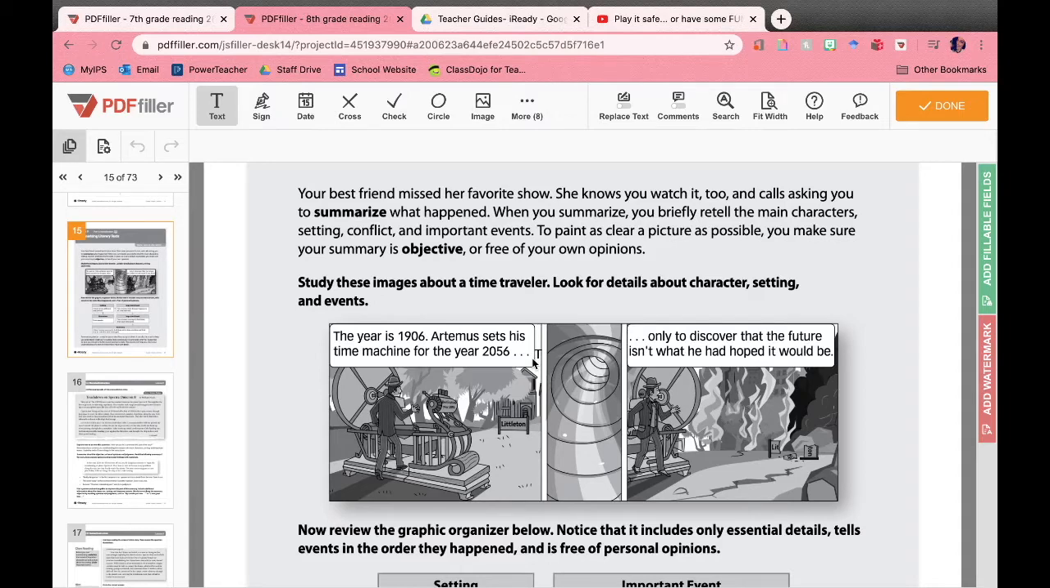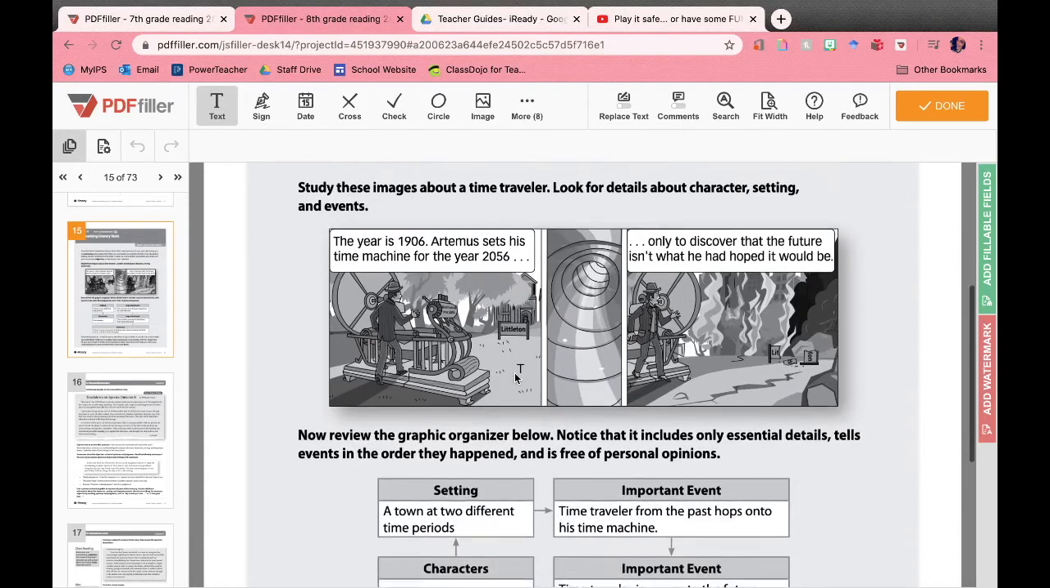So here it tells us, your best friend missed her favorite show, she knows you watch it too, and calls asking you to summarize what happened. When you summarize, you briefly retell the main characters, setting, conflict, and important events. To paint as clear a picture as possible, you make sure your summary is objective, or free of your own opinions. All objective means is that you don't insert your own feelings or opinions about the show. So you wouldn't say, oh, it was this really bad episode. You don't say that. You're just telling them what actually happened in the show, not your feelings about what happened.